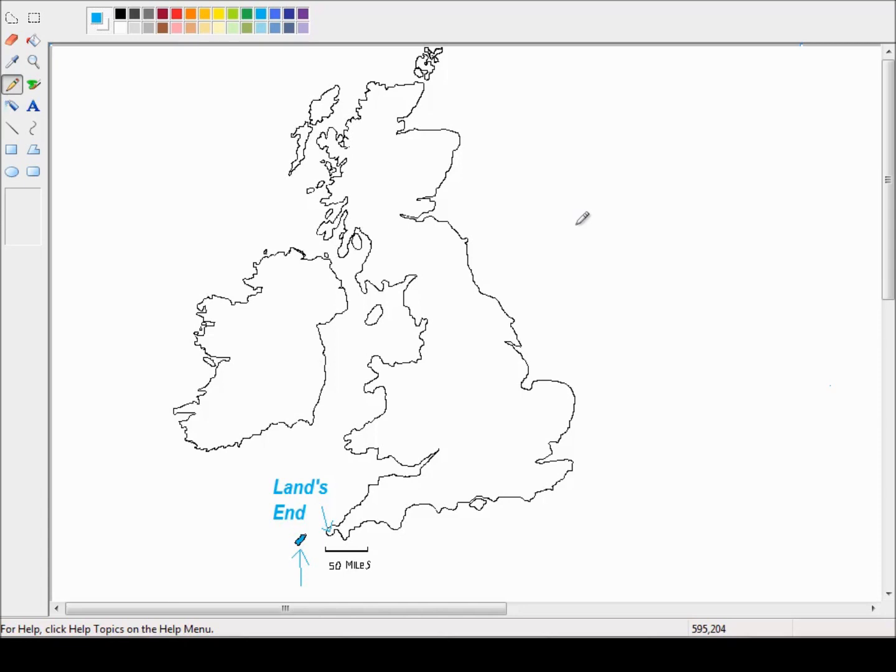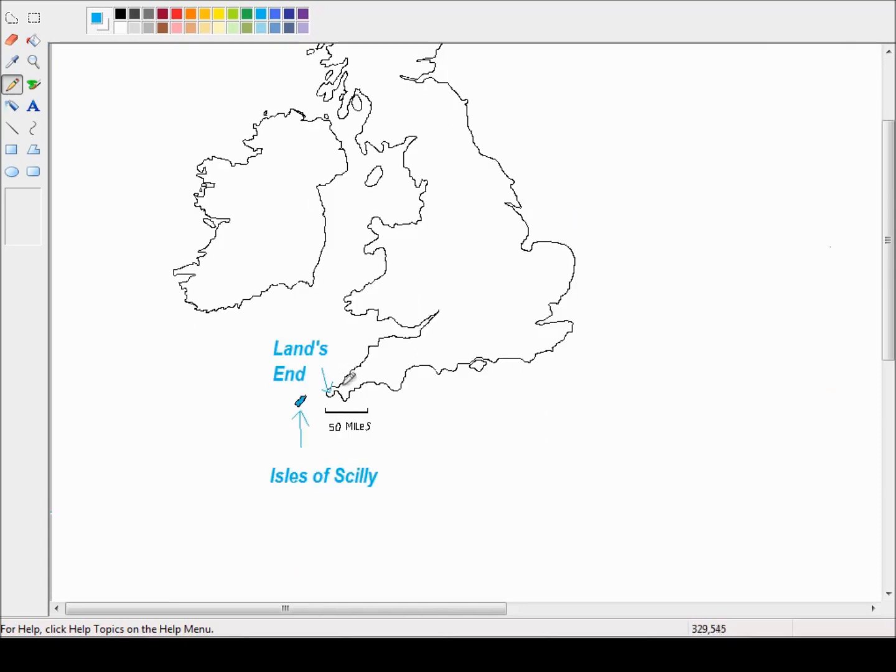Okay, so I've got myself a map, and it's a map of the United Kingdom, and I've got a scale here that says 50 miles, and I've got two locations marked. I've got Land's End and the Isles of Scilly, and I want to know how far is it from Land's End to the Isles of Scilly. Well, my scale says 50 miles.